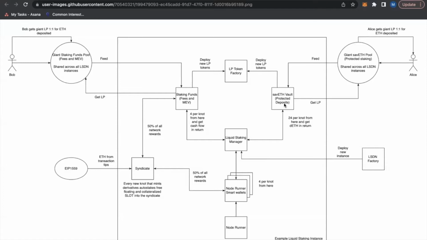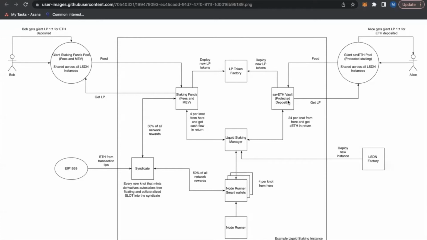Okay. Coming back to the pools, we had fees and MEV pool, protected deposit pool, and the node runner. So protected deposits pool. As previously mentioned by Vince, a validator gets back 24 DETH and 8 slot tokens. So DETH are slash free, whereas the slot tokens bear the slashing and leaking and any of those risks.